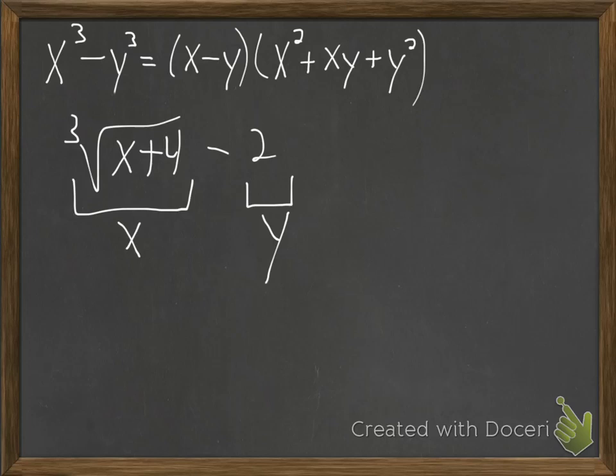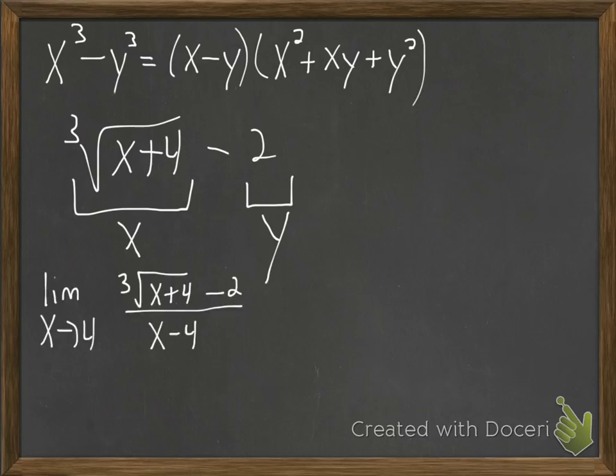And so now we return to the limit. And now we need to multiply by that expression that we've just been discussing. It should be the x squared, which would actually be cube root of x plus 4 squared, plus x times y. So that would be 2 times the cube root of x plus 4.